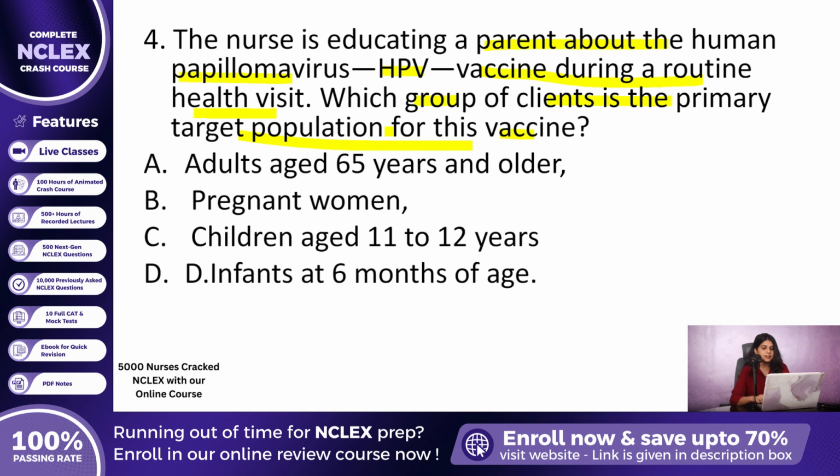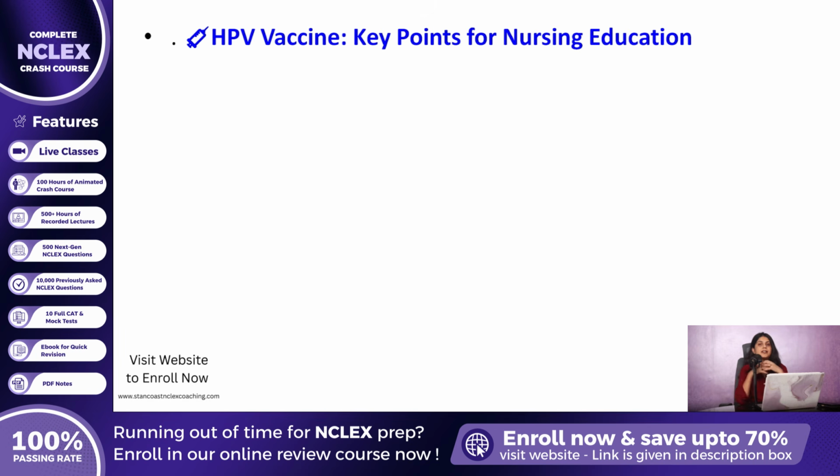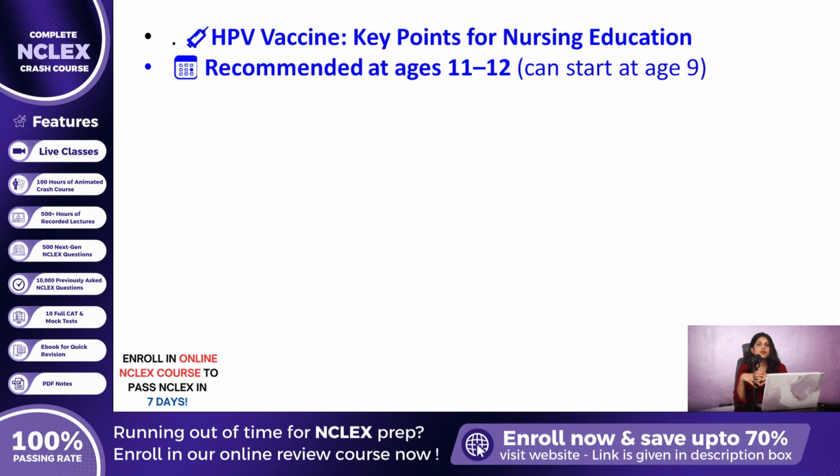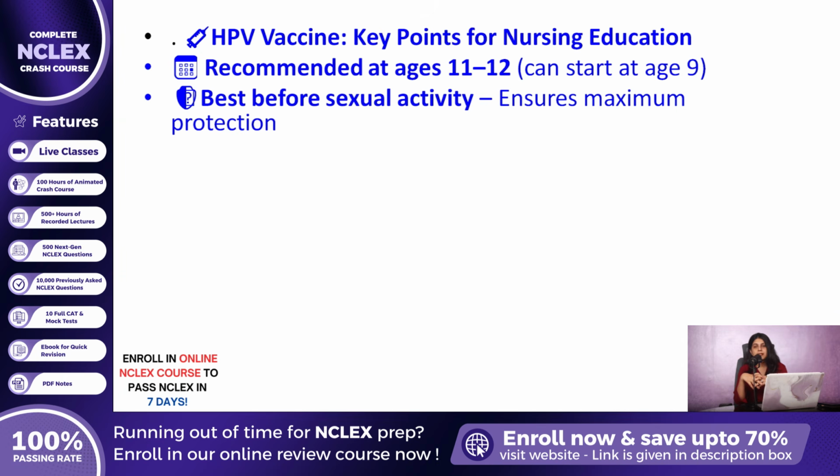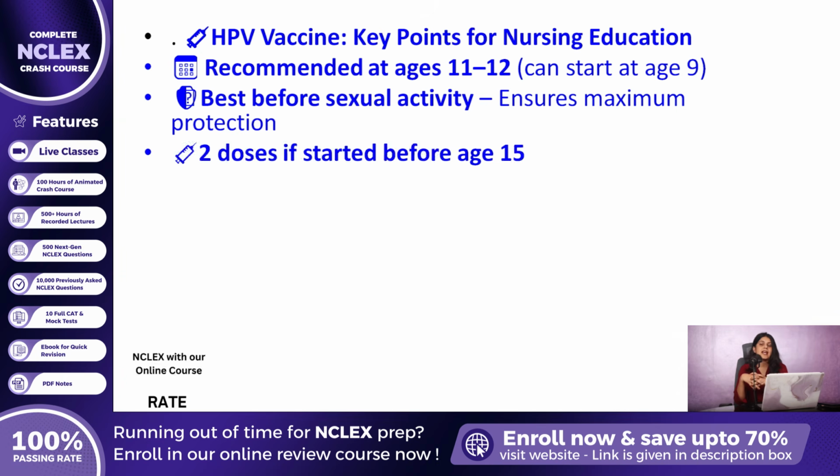The correct answer is option C, children aged 11 to 12 years. Here's the rationale. The HPV vaccine is routinely recommended for children between the ages of 11 and 12, ideally before any sexual activity begins, to maximize protection against high-risk HPV strains. The vaccine can be given as early as age 9, and for those who begin the series before age 15, only 2 doses are needed.